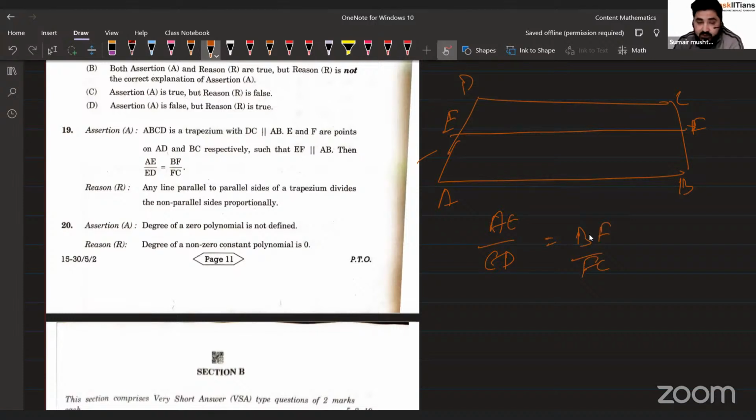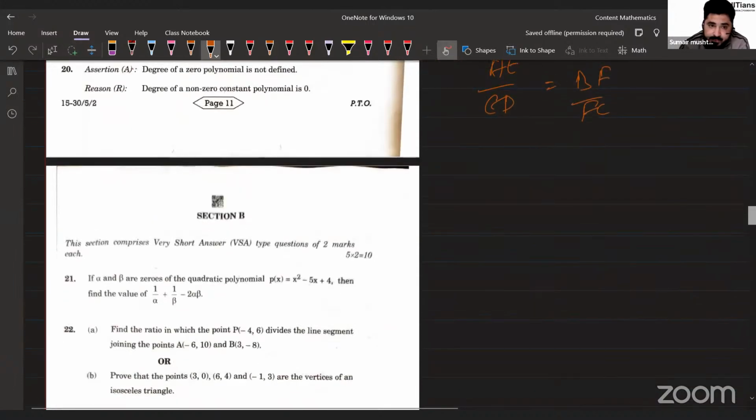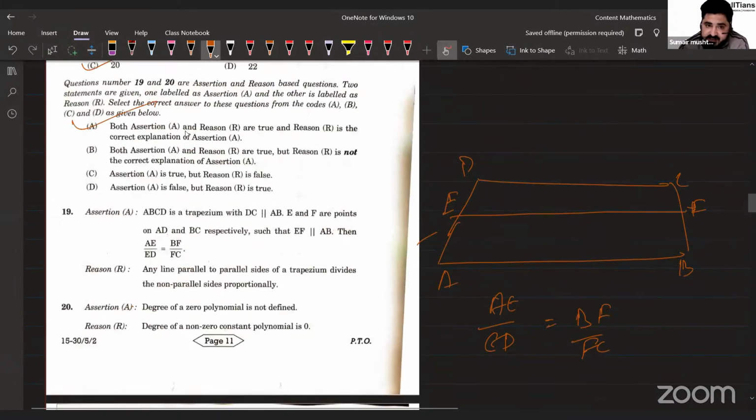And why are you using this? Because any line parallel to the parallel sides of a trapezium divides the non-parallel sides proportionally. So option number 1 is correct. That means assertion and the reason are both true, and the reason is the correct explanation of the assertion. Yeah, that's true.